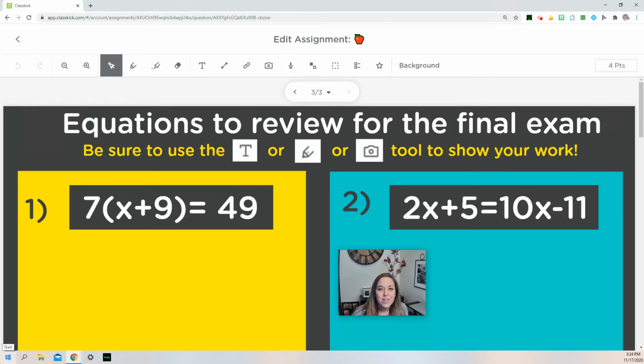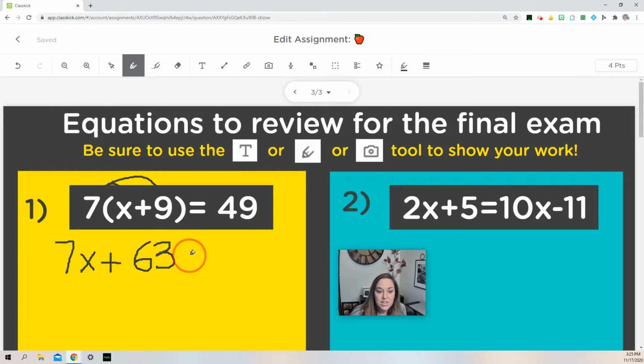Hey guys, if you are struggling with slide 3 of the homework this week, I'm going to do some of the problems right now. So number 1 says 7 times x plus 9 equals 49. The first thing I would do is use the distributive property to get 7 times x, which is 7x, and then 7 times 9 is 63. And always bring down the rest of it, bring down your equal sign, and bring down your 49.